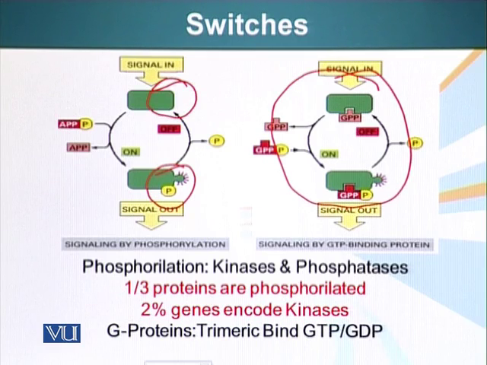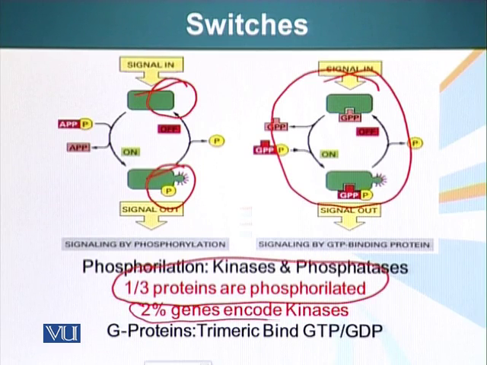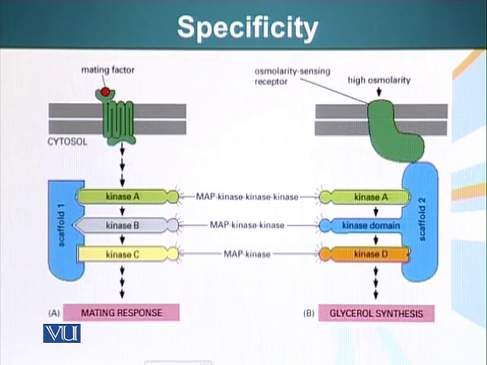So two proteins, kinases and phosphatases, can turn on and off proteins by adding or removing phosphate groups. This protein phosphorylation is such an important phenomenon that about a third of the proteins are phosphorylated, and 2% of the genes encoded in the genome encode for kinases. So switches play a very important role in biology.